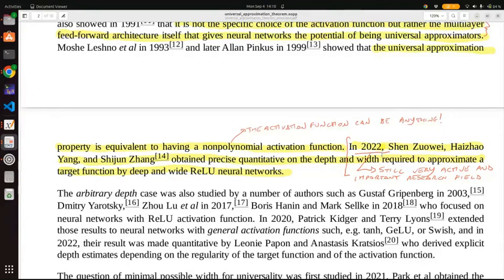Because remember, I'm trying to give you some hint on what a mathematician could do as research in this field. The universal approximation theorem is a very active and very important theoretical research field in this area.